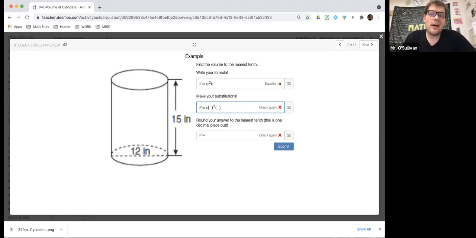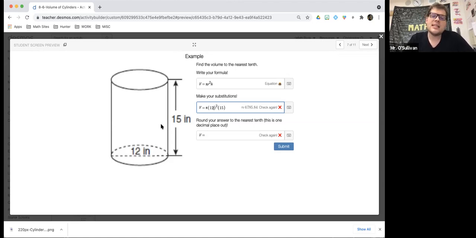So I'm going to do this a little out of order. What's my height? It's 15. Remember, we measure vertically for height. We don't measure slanted or this way. We measure vertically. I had to think about that for a second. And we put in our 15. I'm going to put in my 12 because I think my 12 is my radius. It says check again. So this means we did do something wrong.